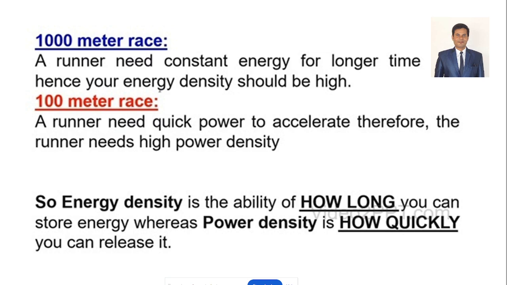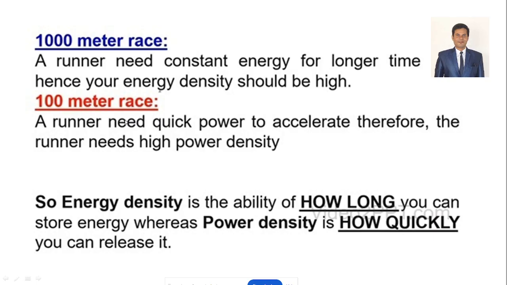So when you talk about the 100 meters, now you see we have one more example, the 100 meter race. A runner needs a quick power to accelerate, therefore the runner needs a high power density. Yes or not? If you want to reach the 100 meters in a fraction of a minute, you require the high power. Without the high power, you cannot reach the destination. It means the delivery of energy should be very high. It should not be constant.